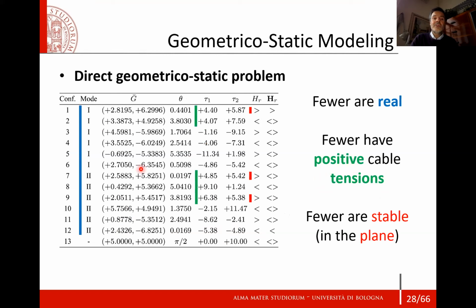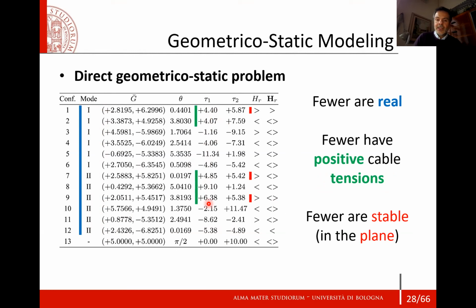However, not all of the solutions normally are real. In this example, only 12 are real. And not all of them admit positive tensions in the cables. In this example, only 5 of them. Are these all feasible? Not really, because then we have to consider stability. And if we consider stability in the plane, only 3 of the solutions are feasible.